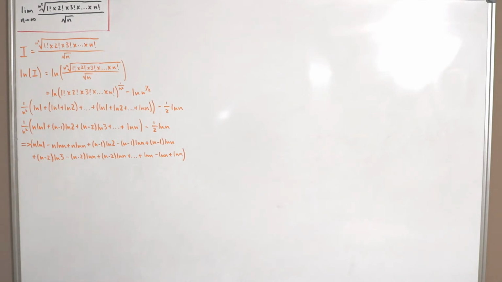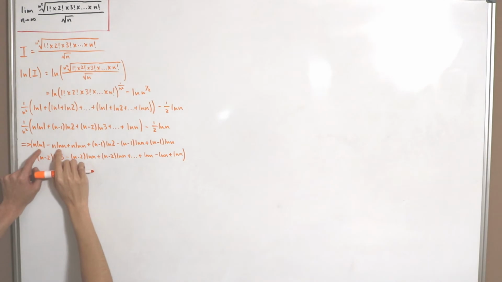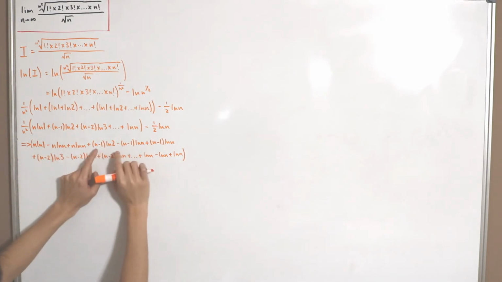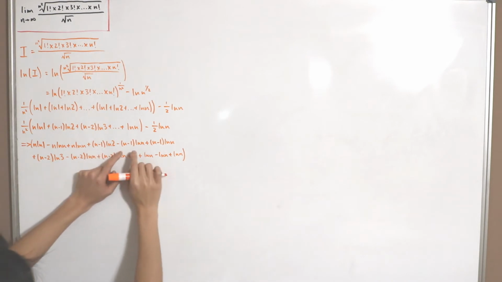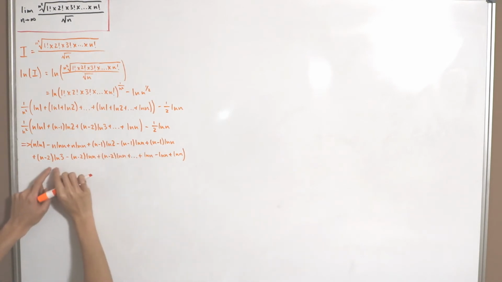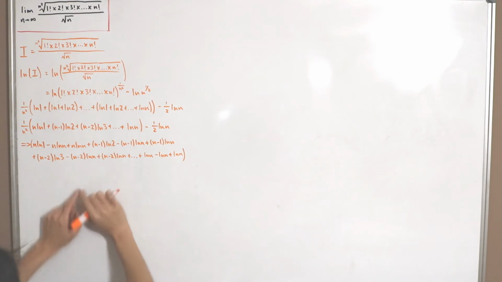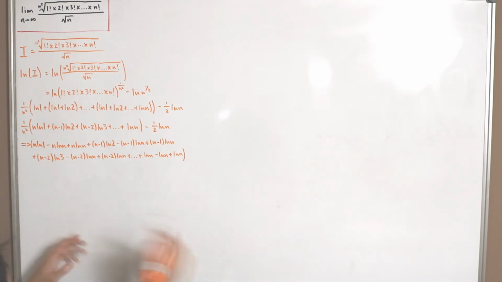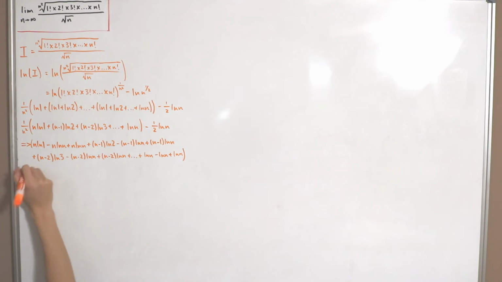What I'm going to do is take the first two corresponding terms, so we have n times ln of 1 minus ln of n. I'll take those two terms together and then do the same thing with the next pattern: n minus 1 ln of 2 and n minus 1 ln of n, n minus 2 ln of 3, n minus 2 ln of n, n minus 3 ln of 4, n minus 3 ln of n, and you see the pattern, so on and so forth. We're going to take those two terms and then use the rules of natural logs to manipulate some stuff.